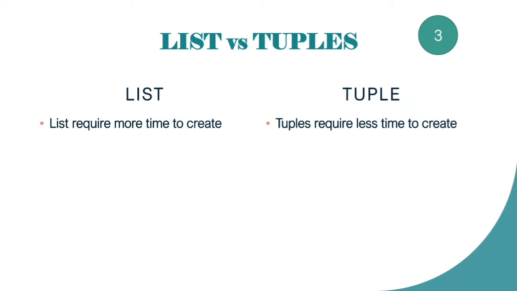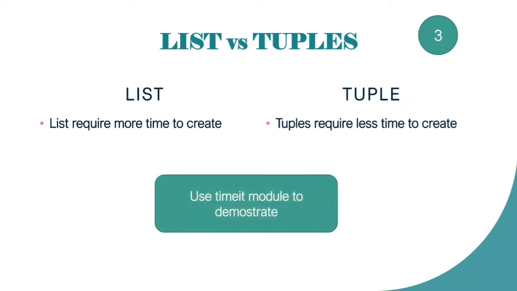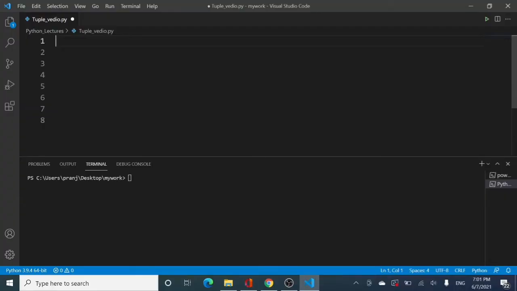In order to demonstrate this, I will be using the timeit module, right? Let us go back to the Python screen because things are more clear when we do it programmatically. To visualize that a list takes more time as compared to a tuple, I will be importing one more module, which is timeit.